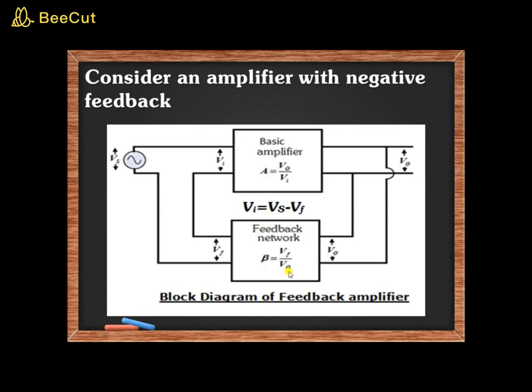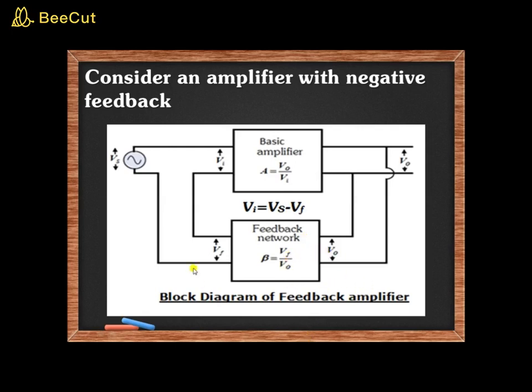Now what this feedback network will do, it will tap this output voltage and extract a part of this output voltage. Here the Vf is considered to be part of Vo. Now we send this part back to the input. Now Vi is not just Vs, but it is Vs minus Vf. Once again the question is, why minus? Because it is negative feedback. Then what is the gain of this feedback network? It is Vf by Vo. We also call the gain of the feedback network the feedback factor or feedback fraction.